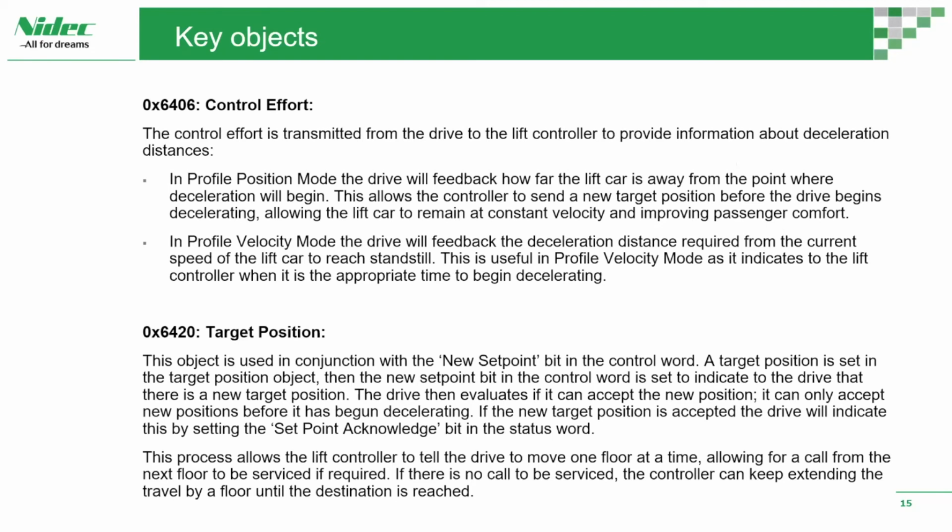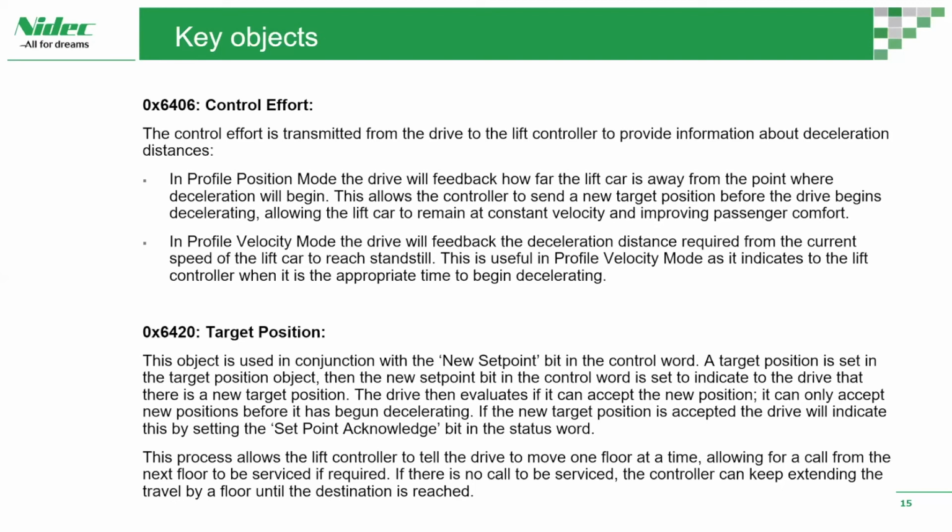The control effort 6406. So the control effort is transmitted from the drive to the lift controller to provide information about deceleration distances. In profile position mode, the drive will feed back how far the lift car is away from the point where deceleration will begin. This allows the controller to send a new target position before the drive begins decelerating, allowing the lift car to remain at constant velocity and have a smooth travel, a smooth ride for the passengers. So this basically gives information to the controller about the window in which a new distance can still be given.